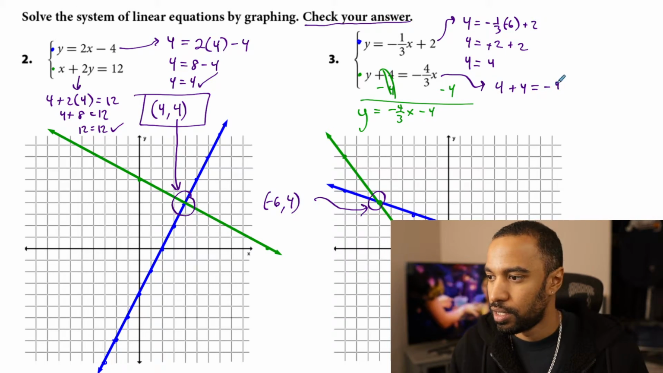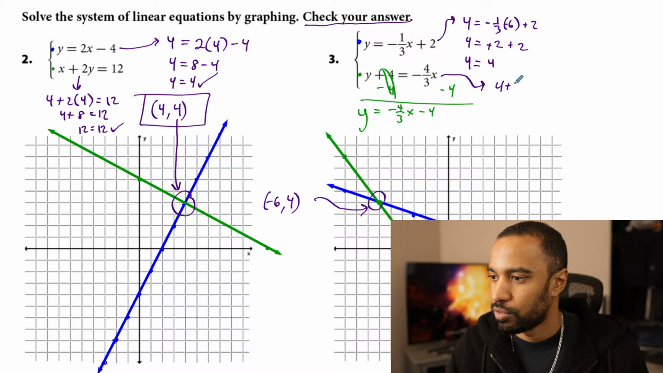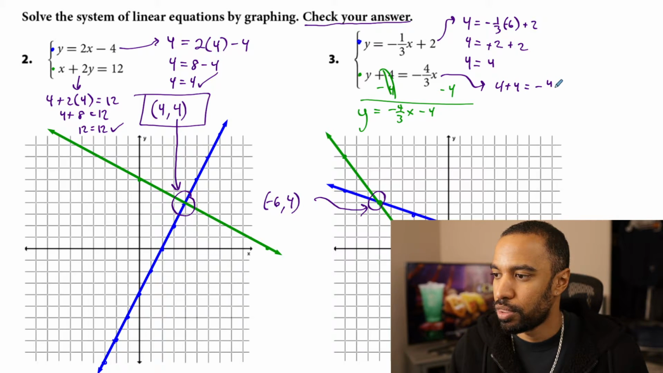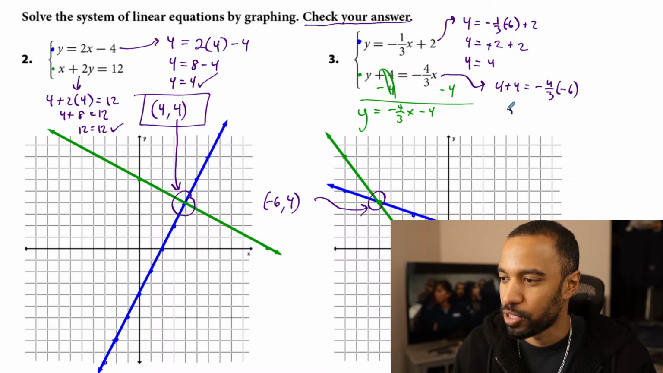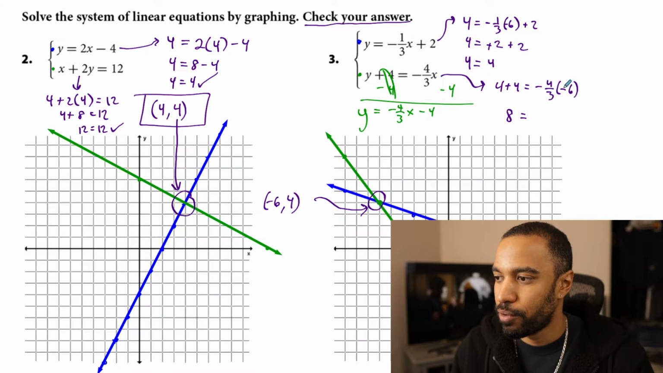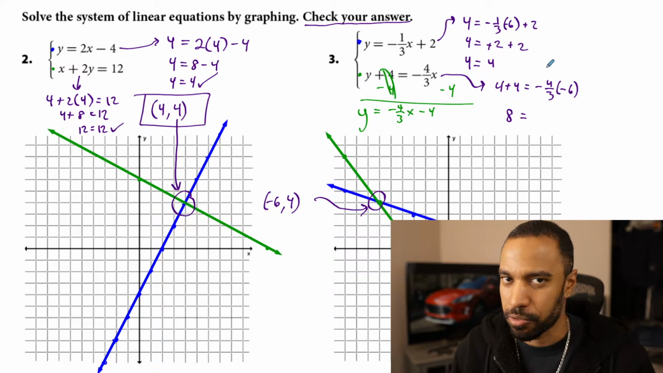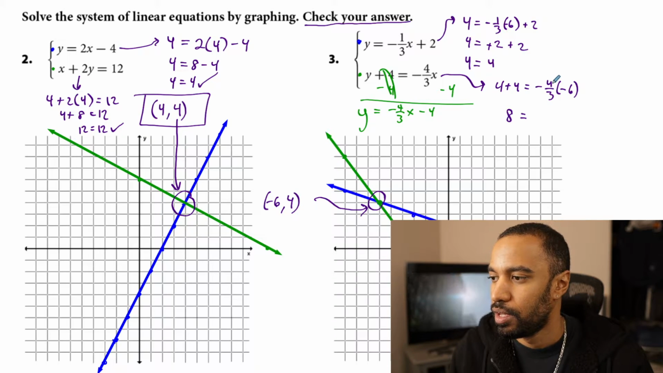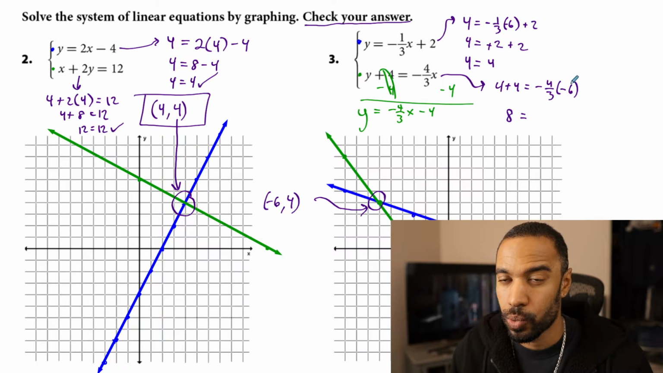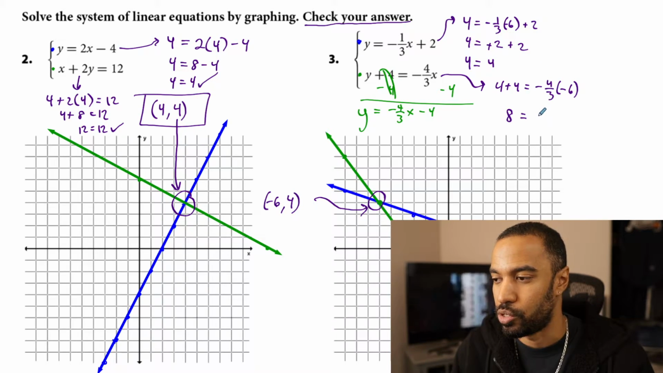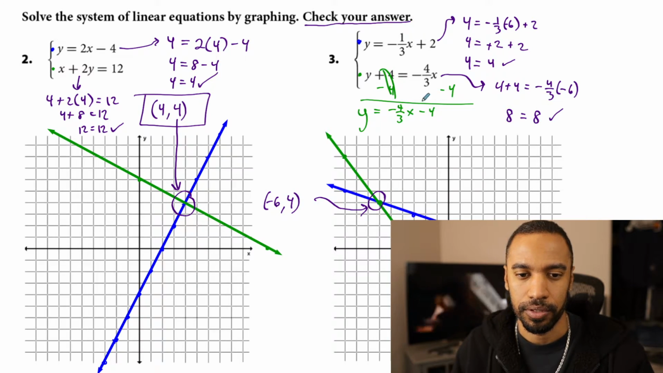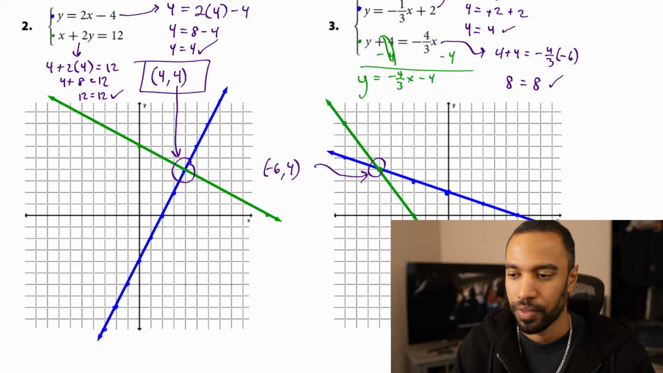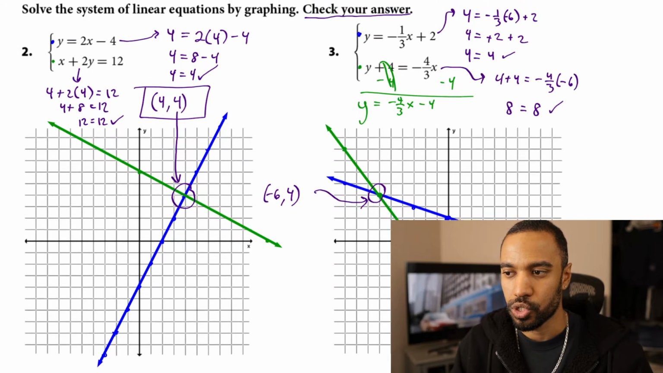Let's try that again. 4 plus 4 equals negative 4/3 times negative 6. 4 plus 4 is 8. Negative 4/3 of negative 6. Well, negative times a negative is a positive, so just remember that part. 4 times 6 is 24. 24 divided by 3 is 8. So we do get 8 equals 8 right there. That one pans out as well. So it looks like that one too is a correct answer. All right, so we got those two sets of solutions right there.